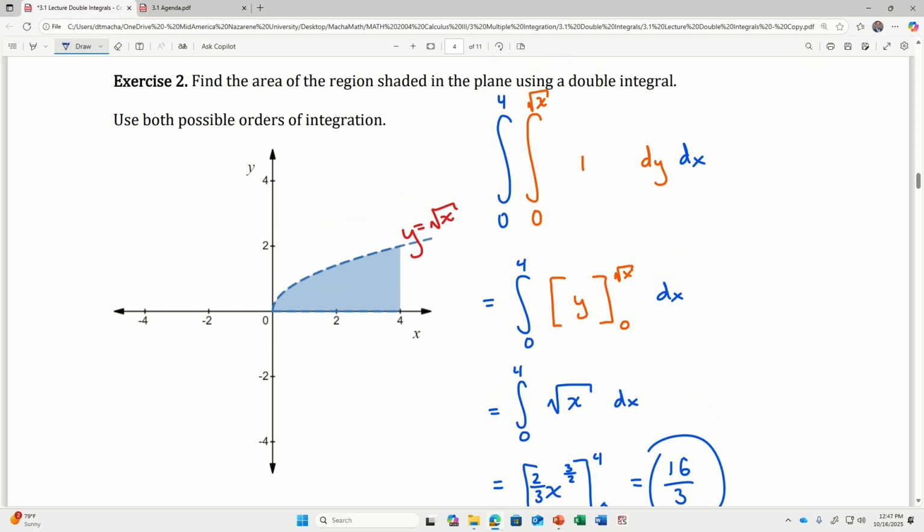But the new part you're learning about is, how do I use the bounds of a double integral to represent an area in the xy plane?